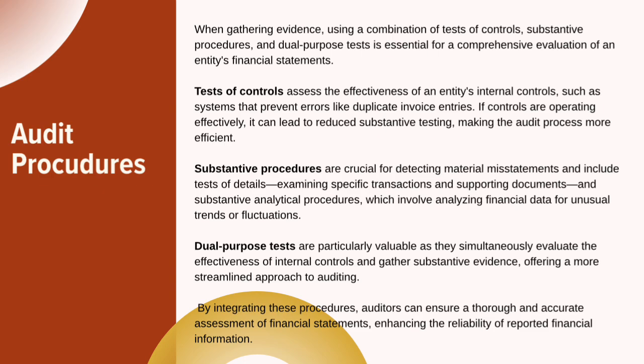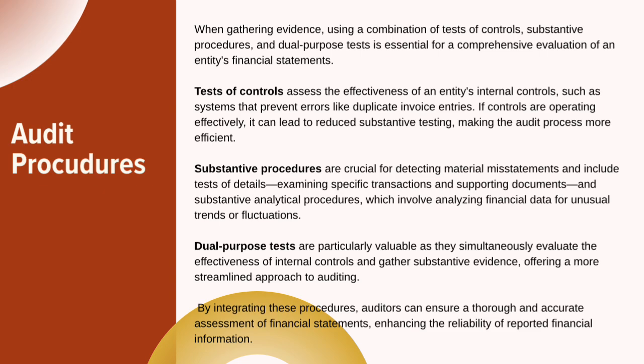Substantive procedures. These are designed to detect material misstatements at the assertion level. They include tests of details, examining the actual numbers and supporting documents, e.g., checking a sample of invoices to a general ledger. Substantive analytical procedures, looking for relationships and trends in financial data to identify unexpected fluctuations. Dual-purpose tests. As the name suggests, these are procedures that serve both purposes. They test controls and provide substantive evidence at the same time.